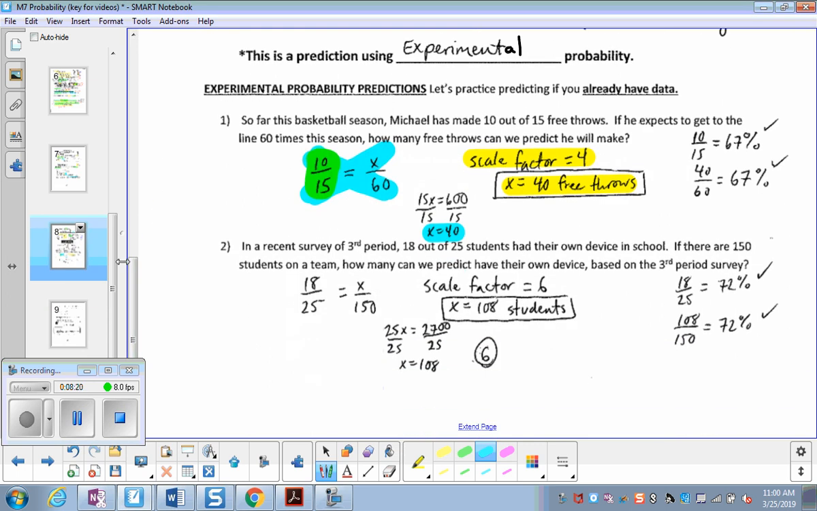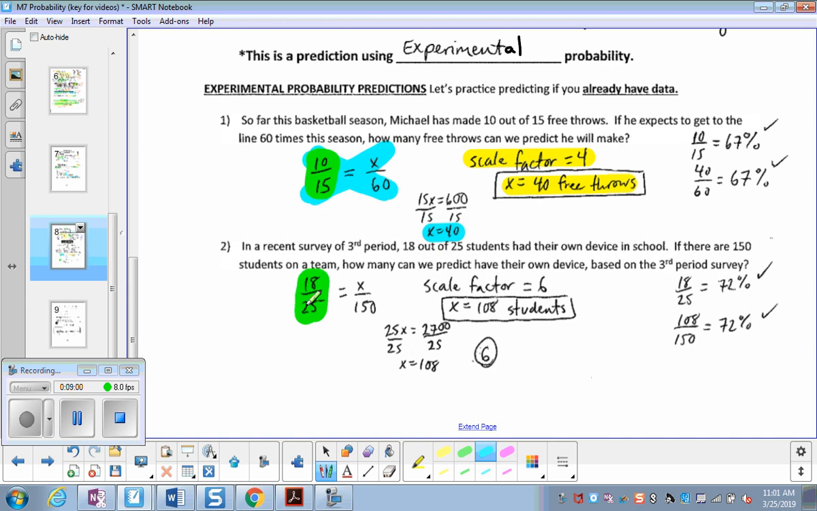All right, now for the next one. In a recent survey of third period, 18 out of 25 students said that they had their own device in school. So we've been given the results of some data. So once again, we're using experimental probability. Now going into the survey, you either do or don't have your own device. So we know that we'd expect, theoretically, half the students are going to have a device and half won't. But we actually conducted a survey, and now we have some results to see that 18 out of 25 are actually bringing in their own device. So we can use that to predict how many out of 150 students will have their own device.